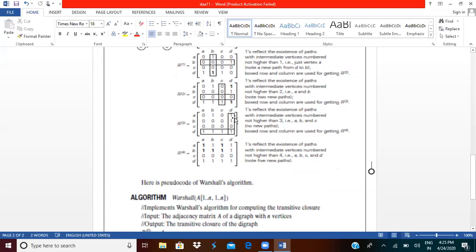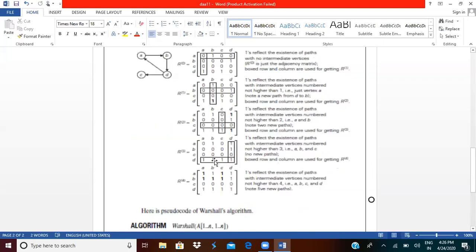Now, keeping this matrix in my mind, I need to find the transitive closure for the next matrix. How do I find it? I'll take the 4th row and 4th column. I'll forget this, I'll not look into these values. Now I need to change only these values. You can see A to A. What is the path? Remember, when I'm taking this matrix and arriving at this matrix, what is the set of vertices I need to take? I should take A, B, C, D. For this I have taken A, for this I have taken AB, for this I have taken ABC. Now I need to take A, B, C, D.